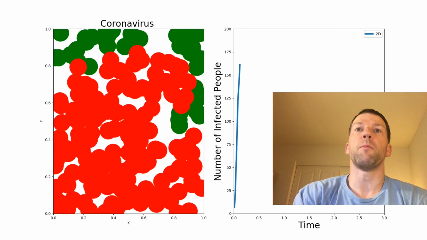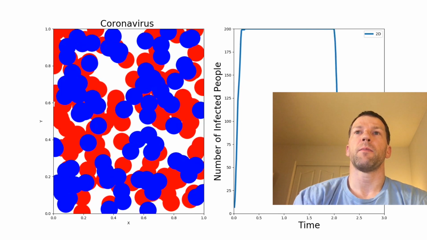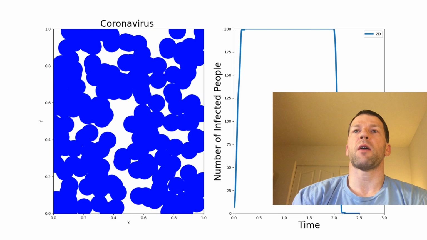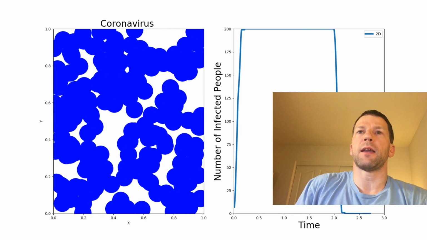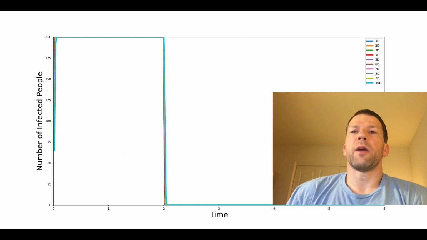Now let's make them even bigger. Now it spread really fast. So we see this top hat function. It jumps up really fast so everybody's infected, then falls back down. And so let's look at that in higher dimensions.